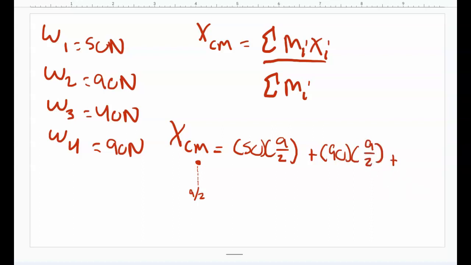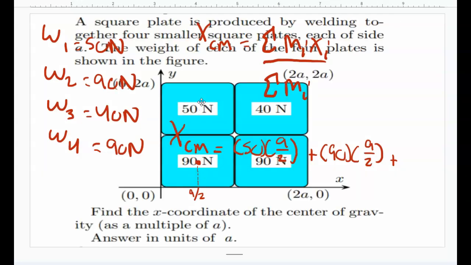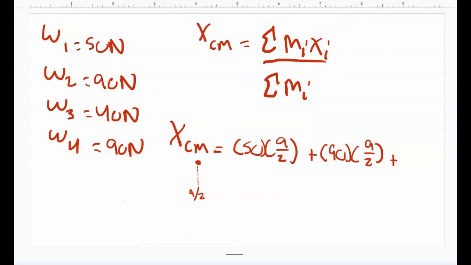So what I have so far are two terms written down. I've basically done the calculation for this mass on the top left, and then the one for the bottom left. So what about the 40 newtons and the 90 newtons? Those are at a distance of 3a over 2 from the origin. And so now I'm going to do 40 times 3a divided by 2 plus 90 times 3a divided by 2.